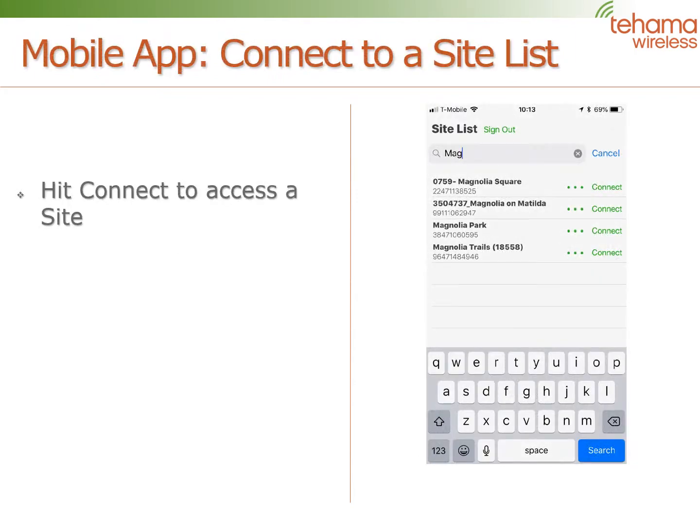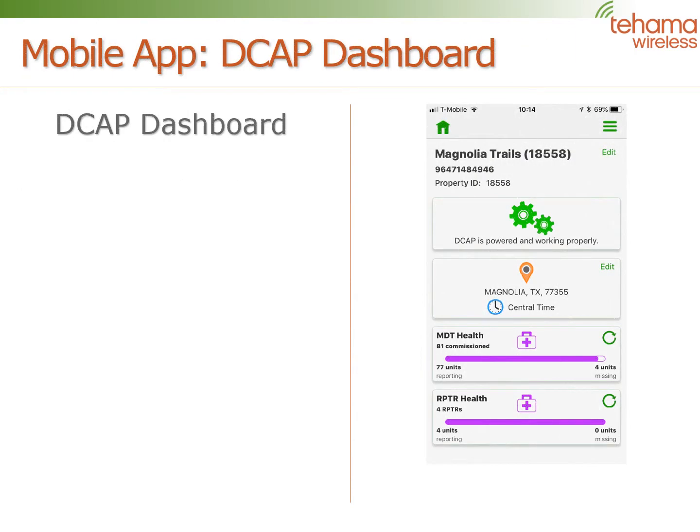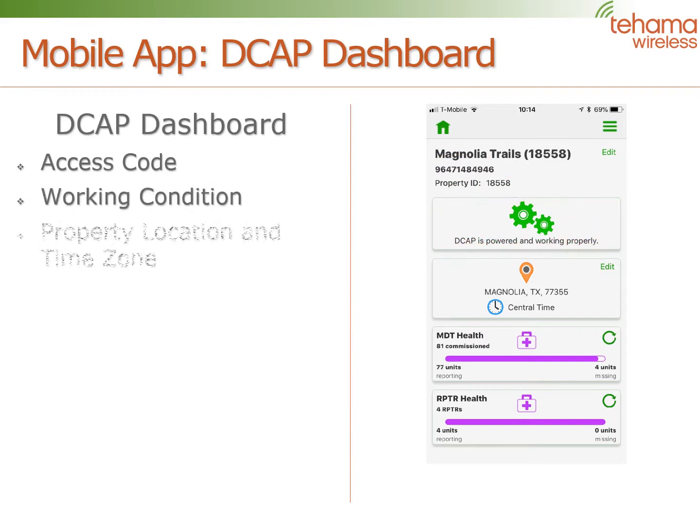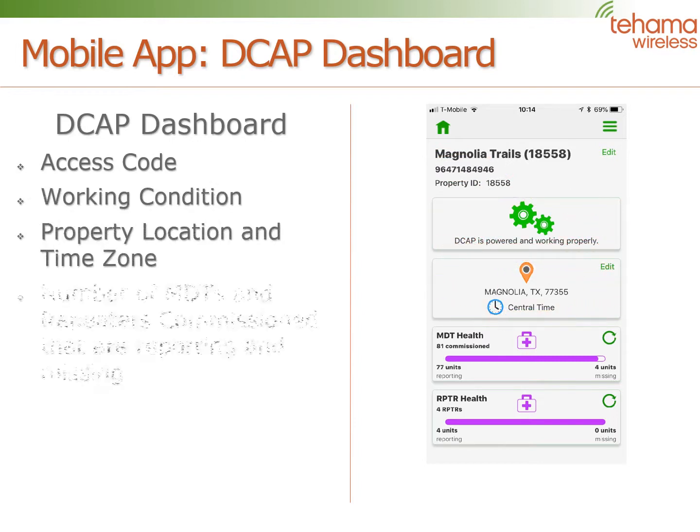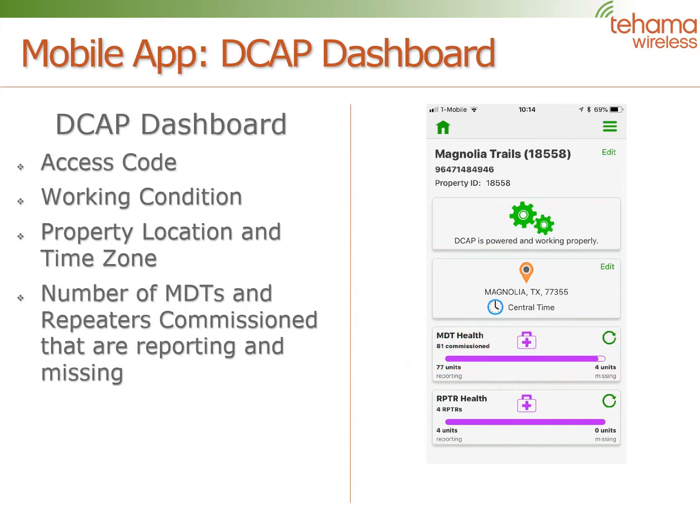To connect to a site, simply tap the Connect button. Once you have connected to a decap, you will be brought to the decap's dashboard. From here, you will be able to see the access code, working condition, property location, and time zone, as well as the number of MDTs and repeaters commissioned that are reporting or missing. You will also be able to edit the decap name and location from here.